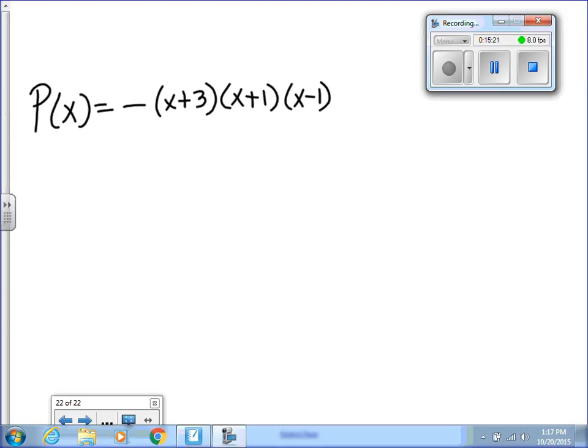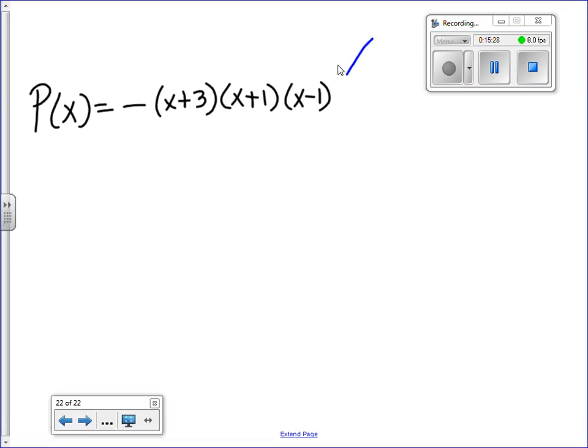In end behavior, what's this one going to look like? It goes up like this. Like this. Like this. Like this. So it starts high and ends low. It's going to wave.